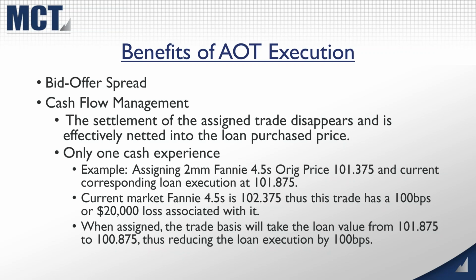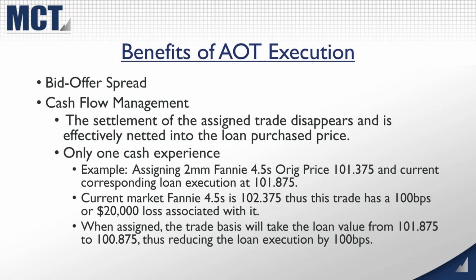So bottom line, the execution benefit is the fact that you don't have to pair off the corresponding security. You're going to assign that security to the investor, and you're going to deliver the loans against that trade. The biggest thing novices think is, okay, I've got a $50,000 pair off on this trade, and if I assign it, that pair off just disappears. It does disappear, but it obviously doesn't disappear from an economic perspective. That $50,000 is wrapped into the loan purchase price, and your effectively executed trade becomes the basis of your loan trade.